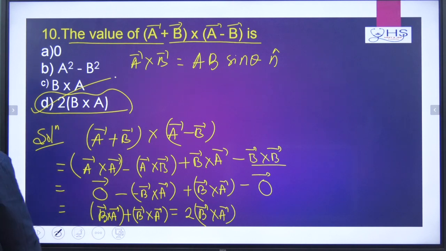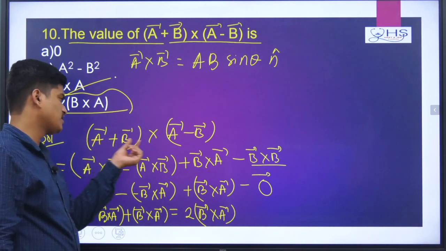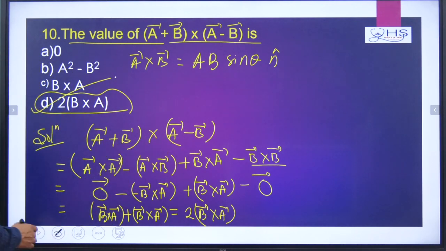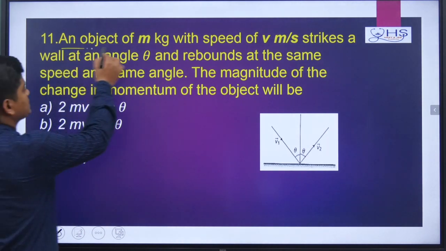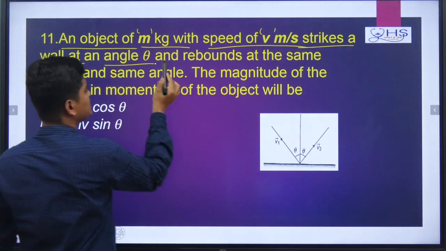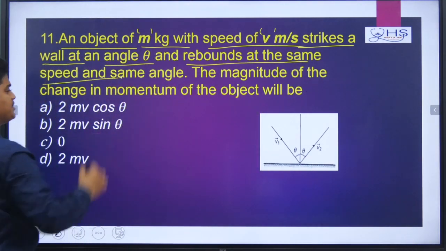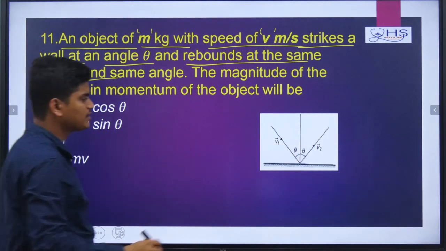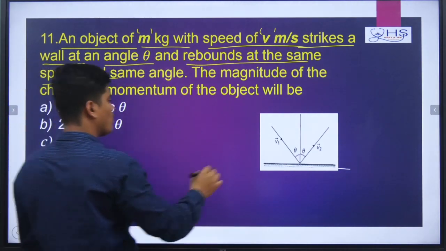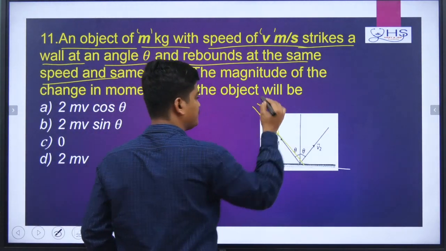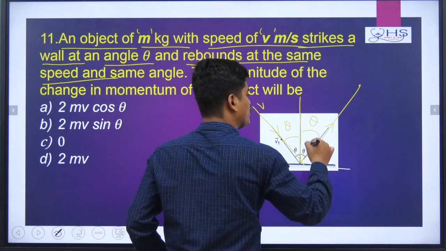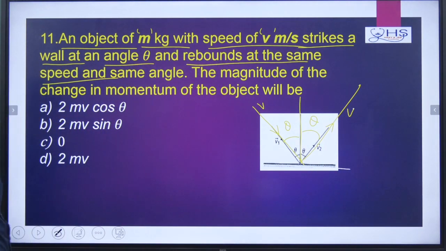Okay. Now come to the next question. Simple thing. So here just this distributive law, you just put it here. So A cross A, like this type of property you have. An object of mass G moving with speed V meter per second strikes a wall at an angle theta and rebounds at the same speed. So here one picture is given. What is it telling? The floor is there. In this floor, one object is coming and hitting with velocity V, making an angle with the vertical, how much? Theta. Again here going with the same velocity, making an angle theta.